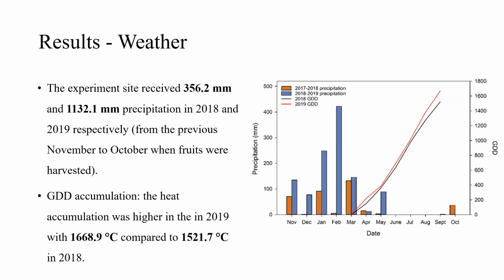Between 2018 and 2019, the precipitation amounts were different. We had almost 3 times the rain in 2019 than 2018 during the dormant season. And the summer was dry as expected. The site only received 0.5 millimeters of rain in 2018 and 1.7 millimeters in 2019 during the study time from April to harvest, which is late September and early October. As for growing degree day accumulation, the second season had 1,669 Celsius, slightly higher than 1,522 Celsius in the first season. So these 2 years were similar in growing degree days.